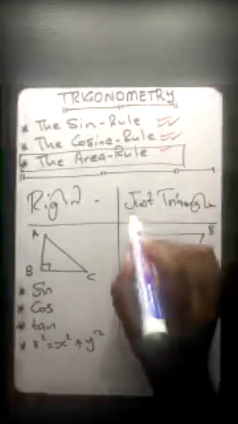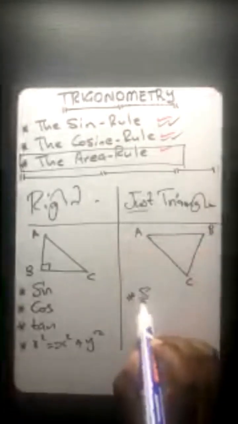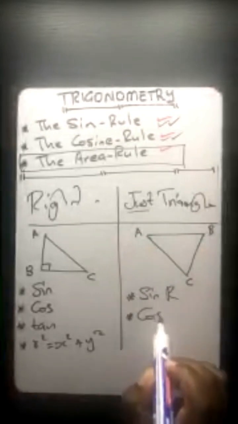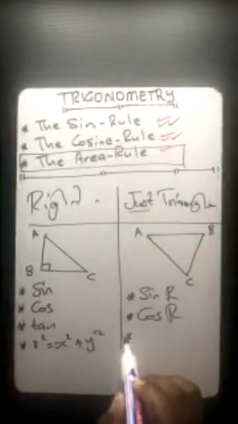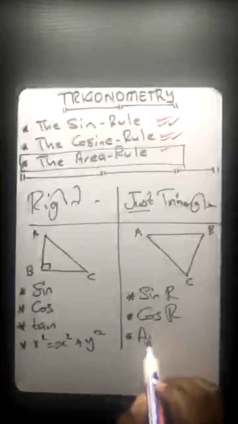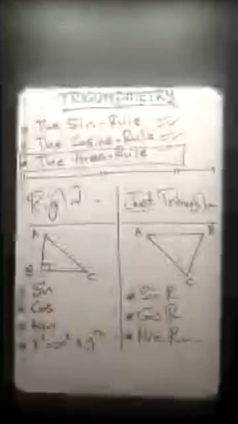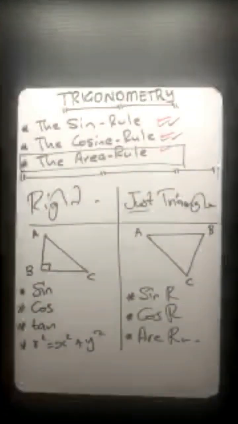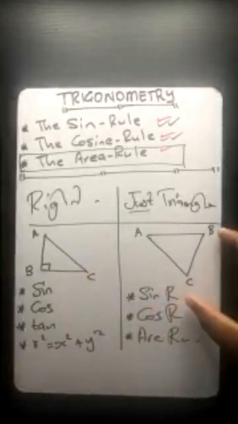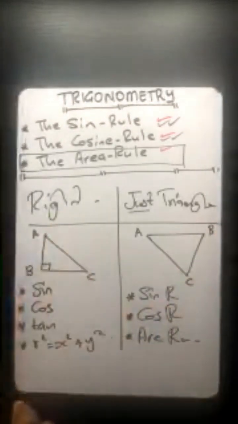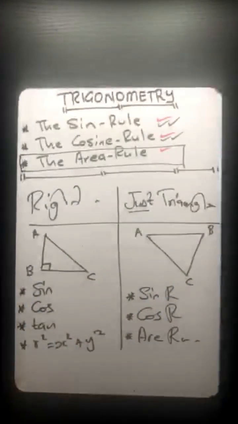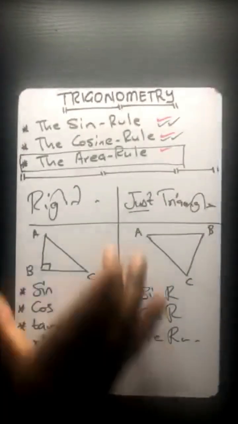So that means under that column, when you have just a triangle, this is where you use the sine rule, the cosine rule, and also the area rule. What I like about the area rule is that it's applicable in both cases. It's just that it is advisable to use it here and not there, because if you use it there, it's going to be a long try, even though it's going to give you the same answer. So to keep it simple, this is what you have.